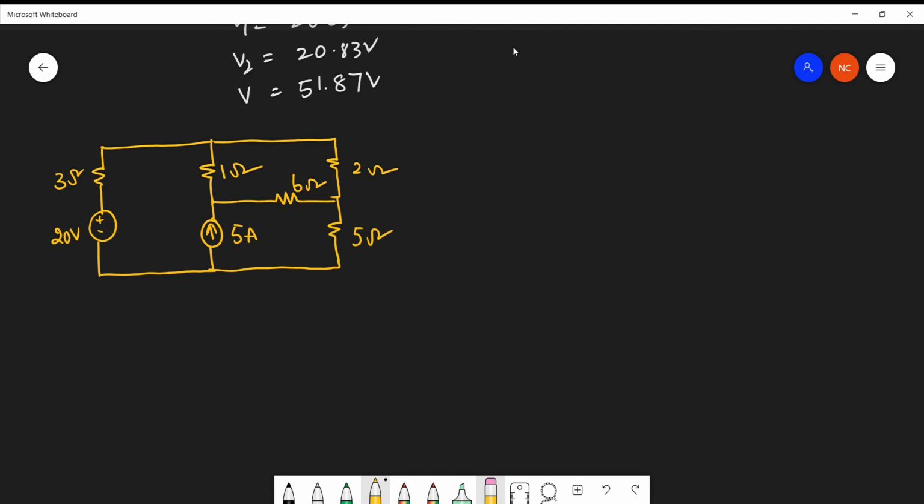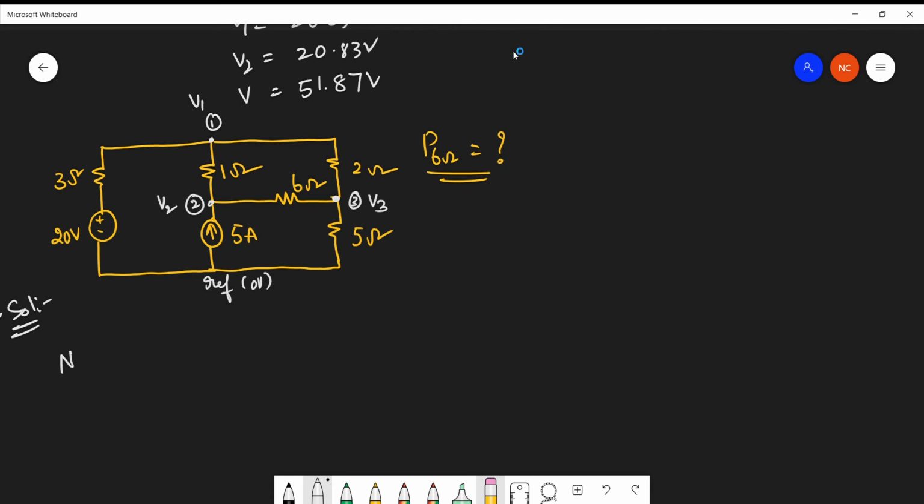This was the network, and in this problem we are supposed to find the power dissipation by the 6 ohm resistor. Let us see how the problem can be solved. To solve this, we need to find the nodes first. This is the first node, this is the second node, and this is the third node, and the bottom line is the reference node whose voltage is 0. Now assume node voltages V1, V2, V3.